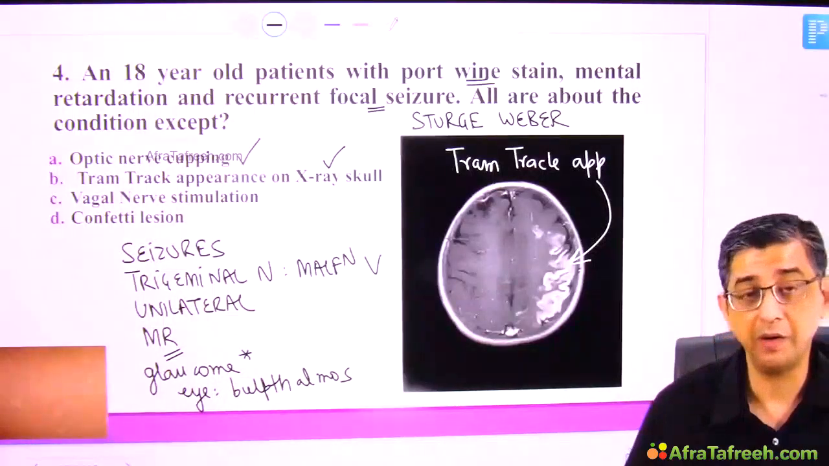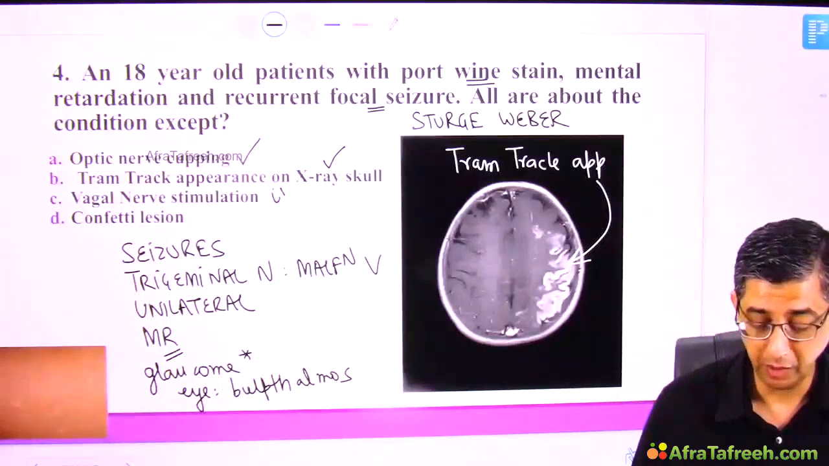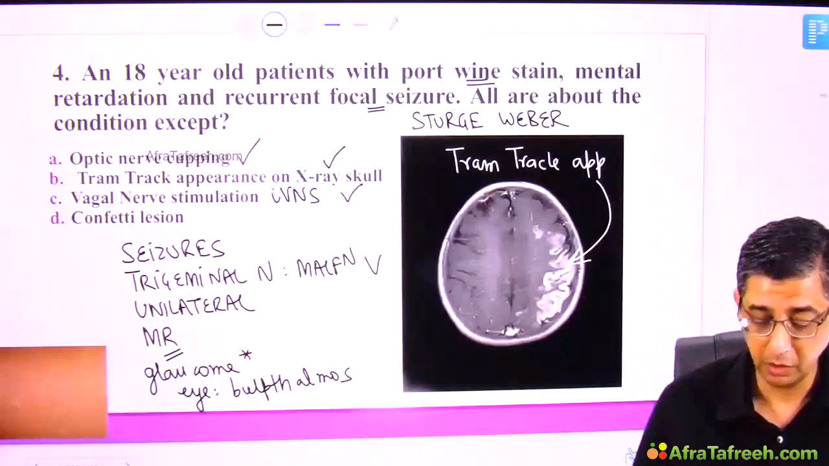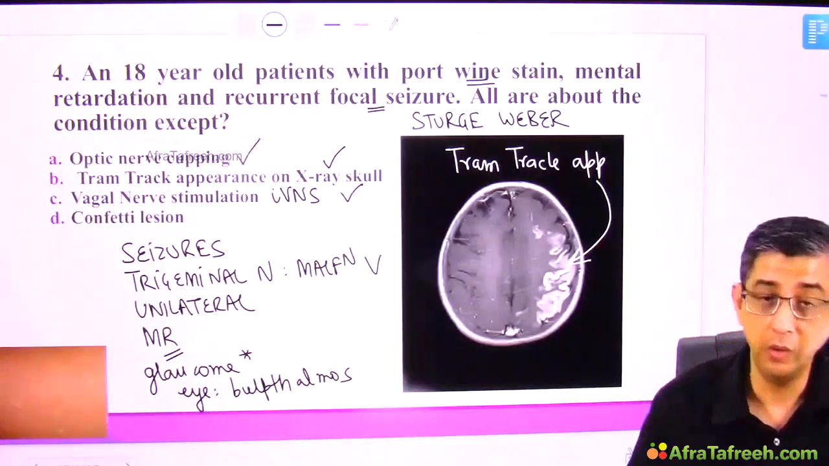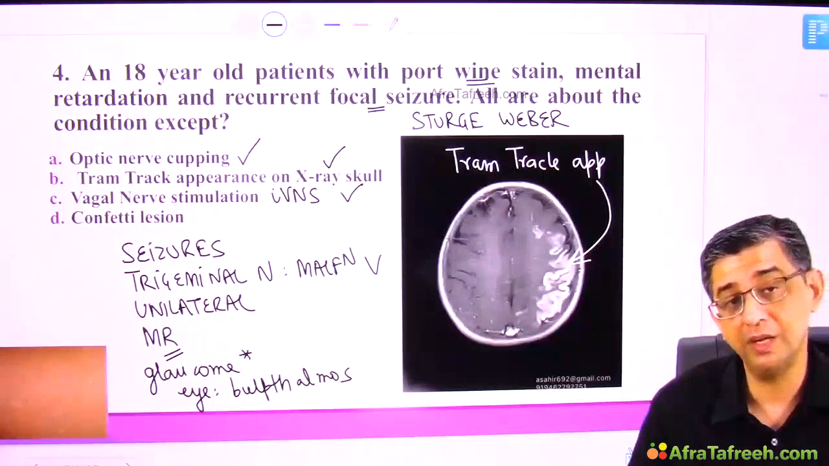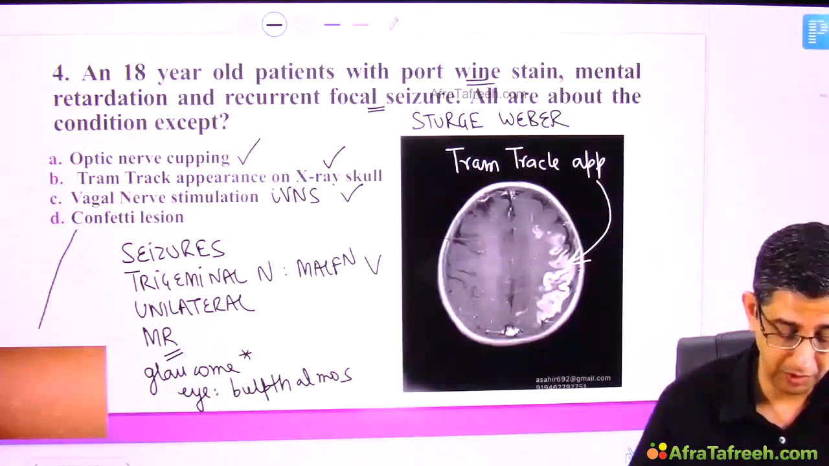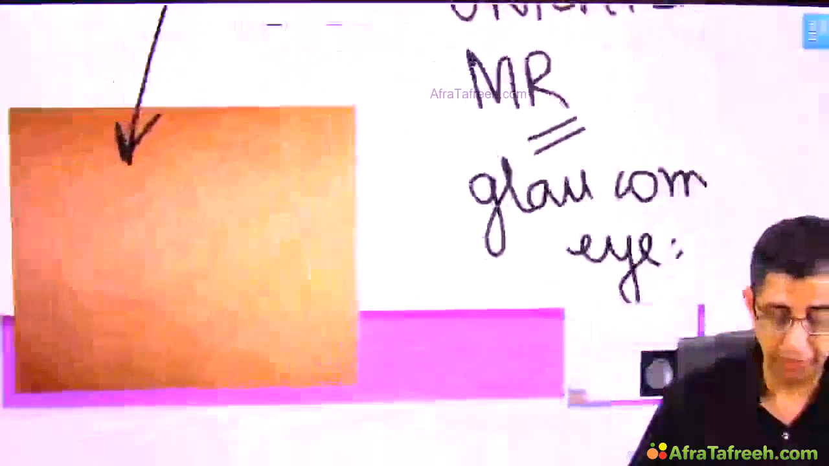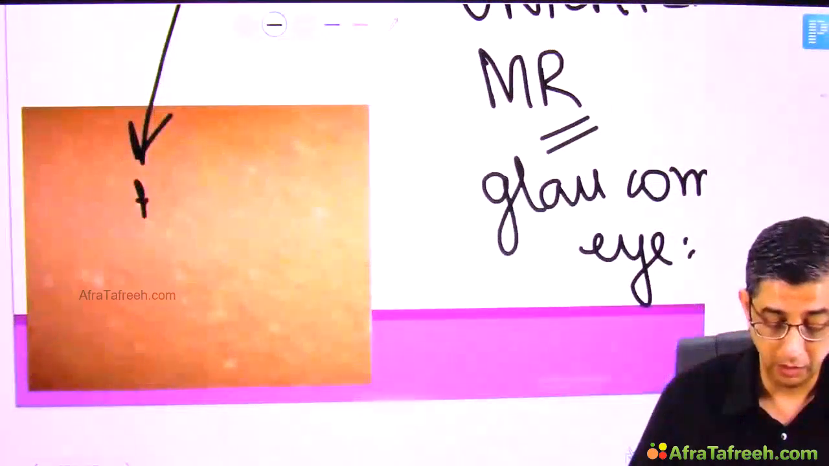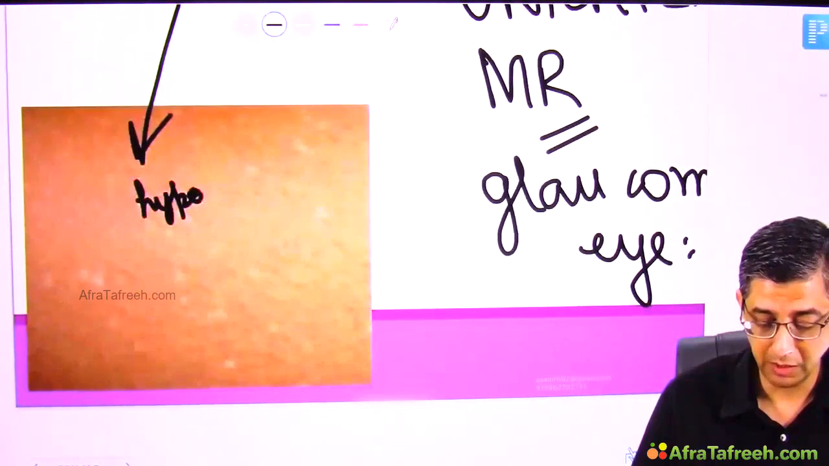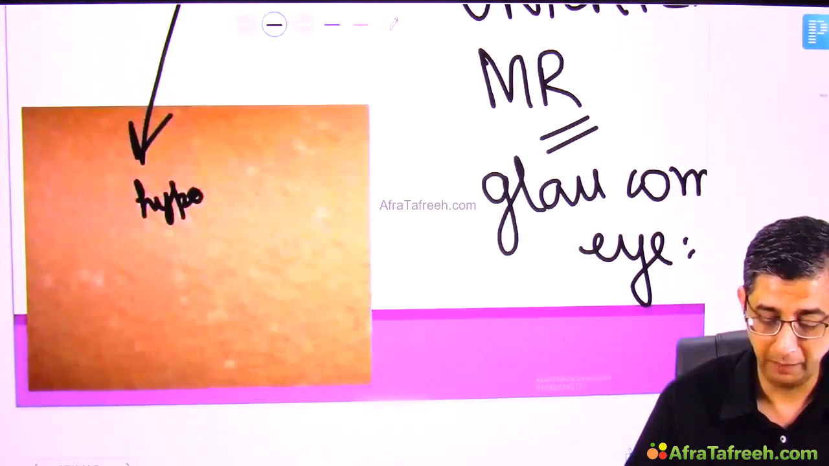For medically refractory epilepsy, we can definitely go in for invasive vagal nerve stimulation. True, this is also okay. But if you look at option number D of this question, confetti lesion would basically mean hypomelanotic macules. Confetti lesion would basically mean whitish lesions on the skin, that is hypomelanotic macules.